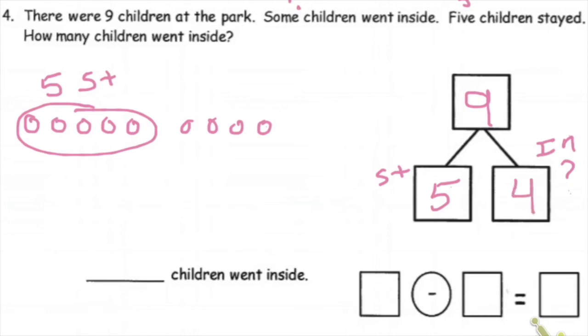Let's write a number sentence that can help us solve that problem by subtracting. We know that we had 9 children. That's our whole. And we know in first grade we always take away from that whole. We know that 5 children stayed inside. That was the part we know, so we're going to take that away from our whole. And then we're left with 4, which was our missing part. Let's fill out our statement. 4 children went inside.